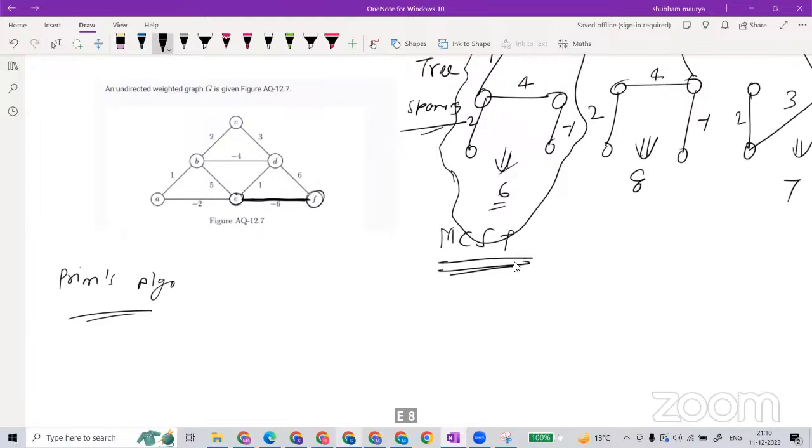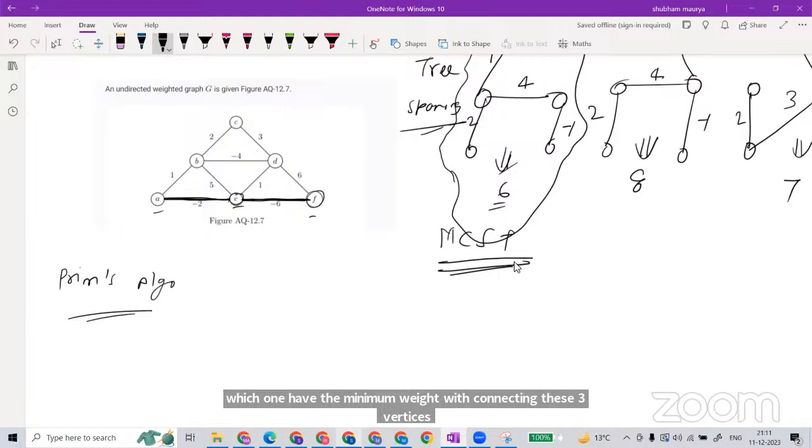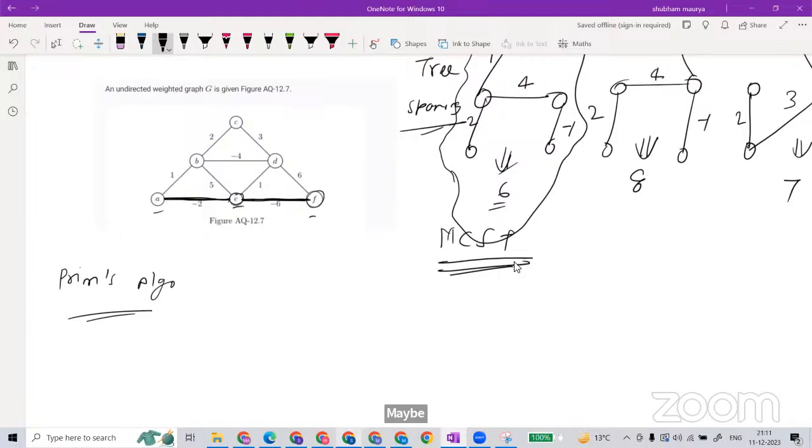A, right? So I will now choose this edge. Now again I will start looking at these three vertices, and I will see the connecting edges which have the minimum weight. So which one has the minimum weight connecting these three vertices? We have two options. Either we can choose this one or this one. So I'm just choosing this one.